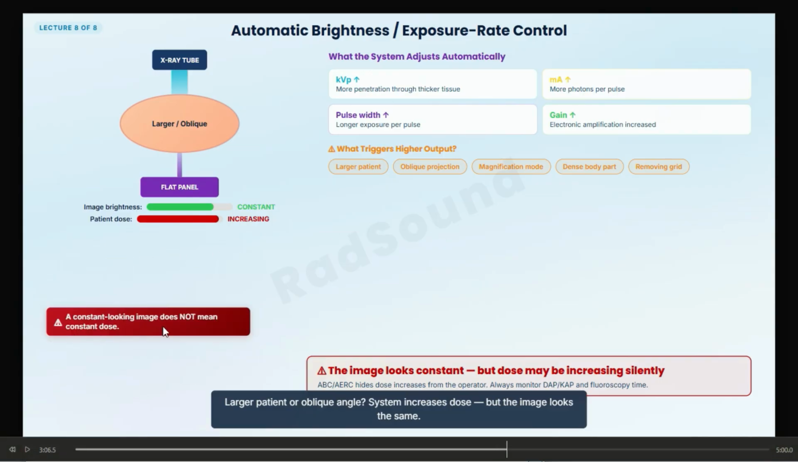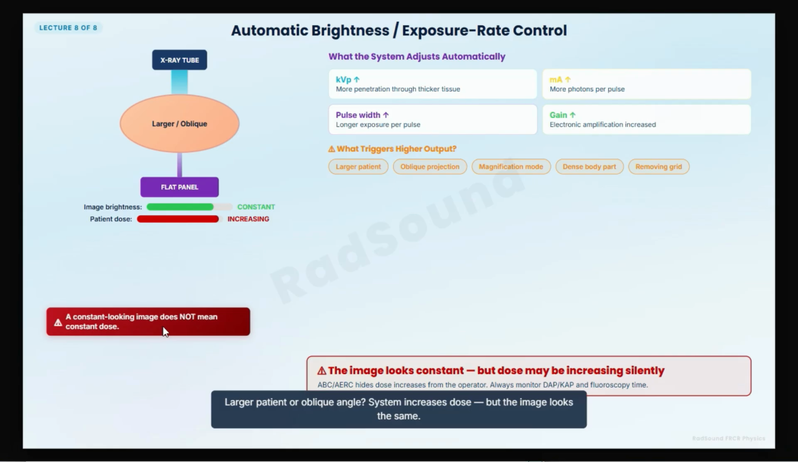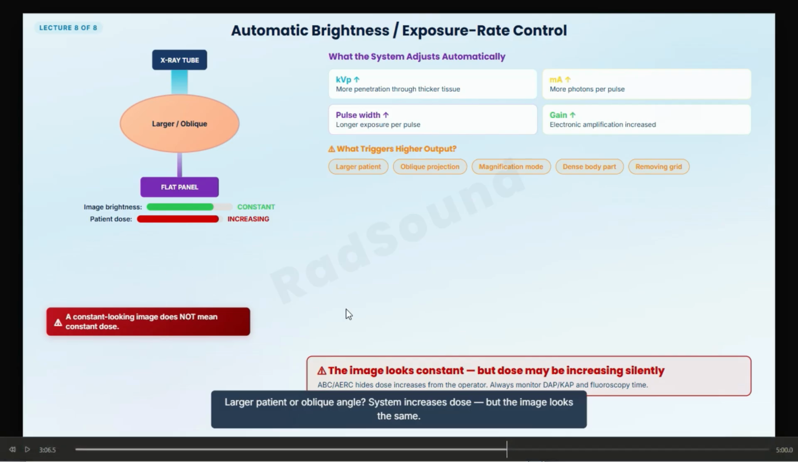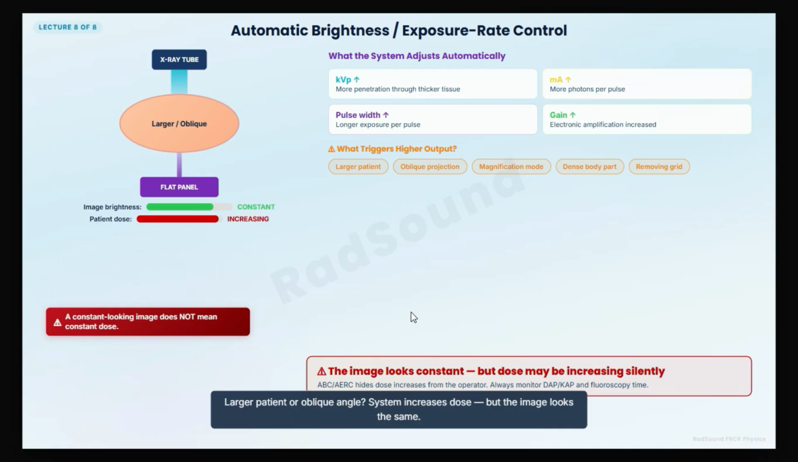A constant looking image does not mean constant dose, because anything that happens may trigger a higher dose, leading to increased dose, but you do not see it. So a constant image doesn't mean you have a constant dose. So you have to check DAP and others.